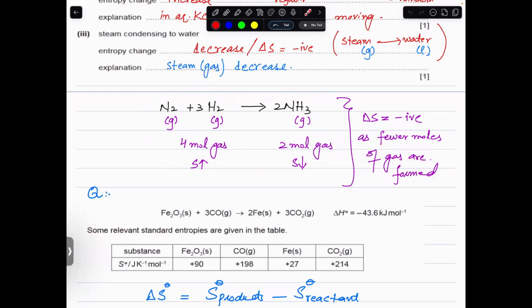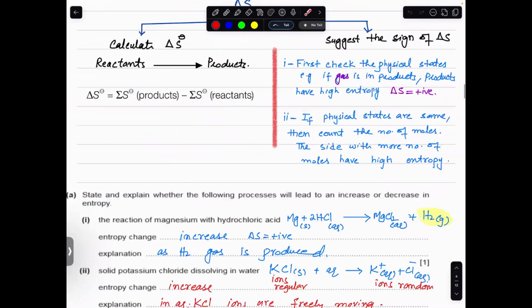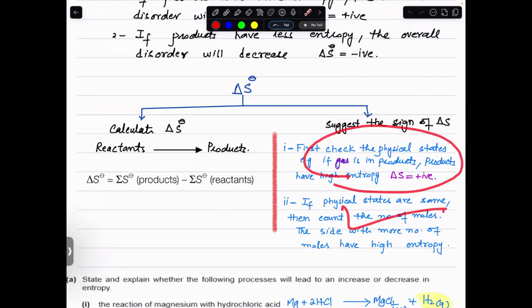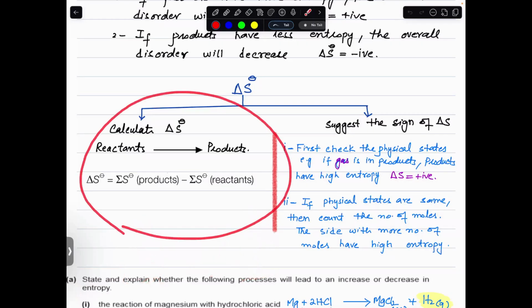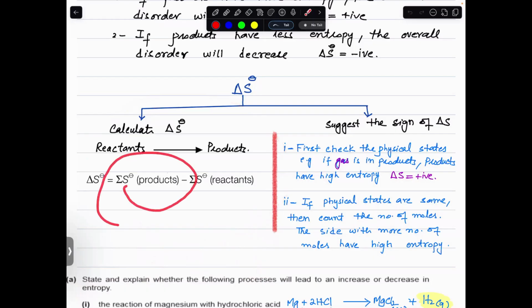So what is your first criterion? The physical state, but if they are the same, then count the moles of the reactant and of the product. If more moles, the delta S is positive. If fewer moles, the delta S is negative. And how can you calculate delta S? Product minus reactant.